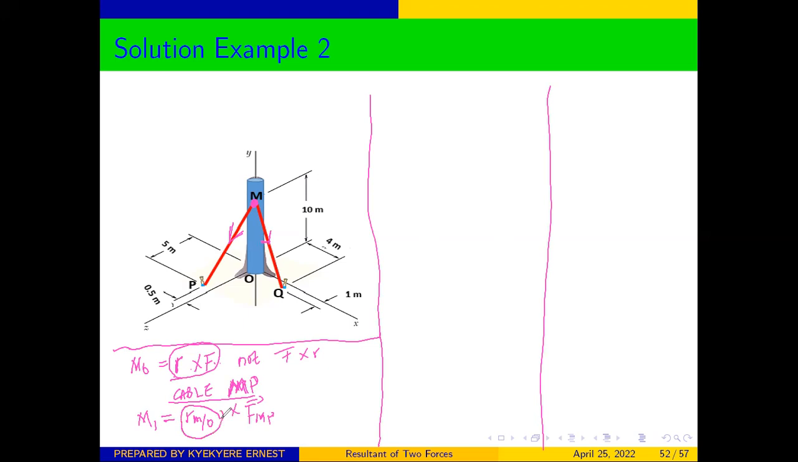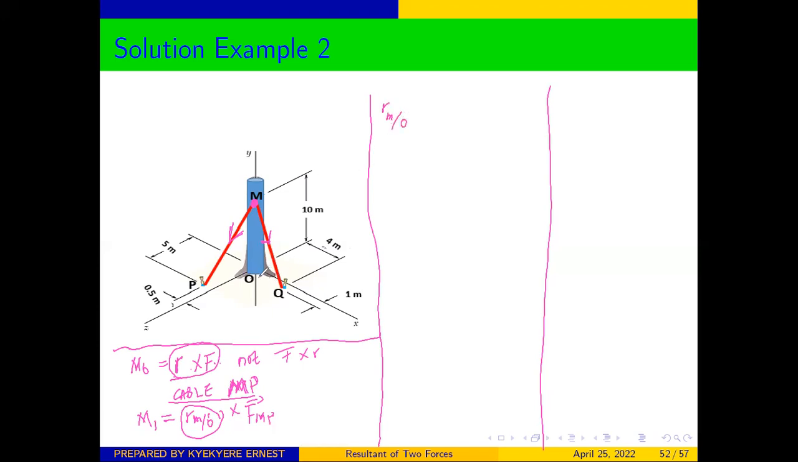And we have already explained that this is called the position vector. What does it do? It indicates the position of where the force is applied, where we are taking our moment. That is why we have written the formula as R M/O.